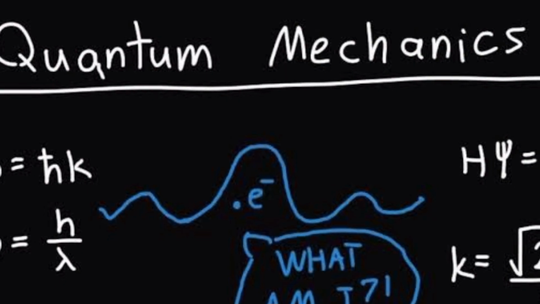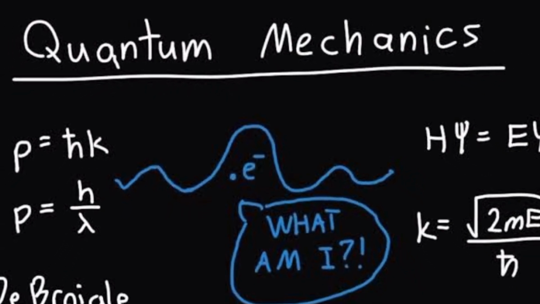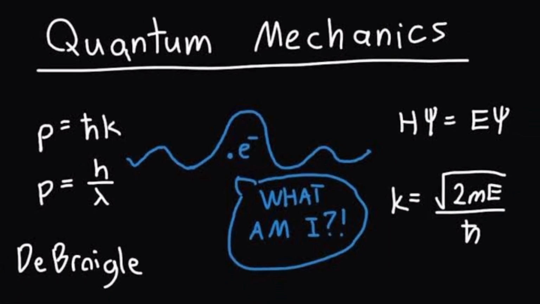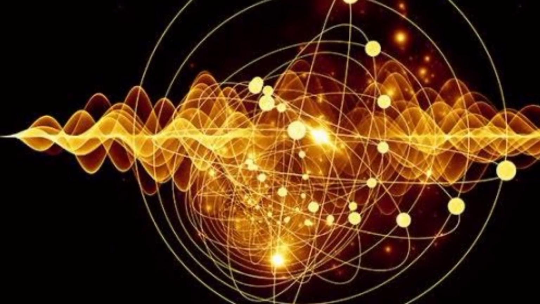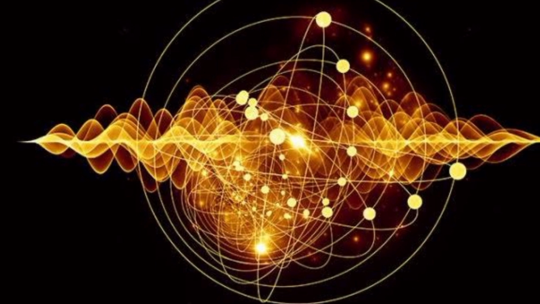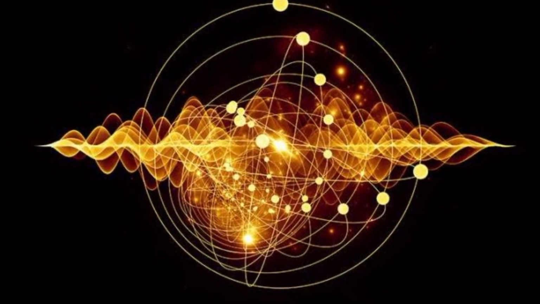Quantum mechanics cannot predict the exact location of a particle in space, only the probability of finding it at different locations. The brighter areas represent a higher probability of finding the electron.